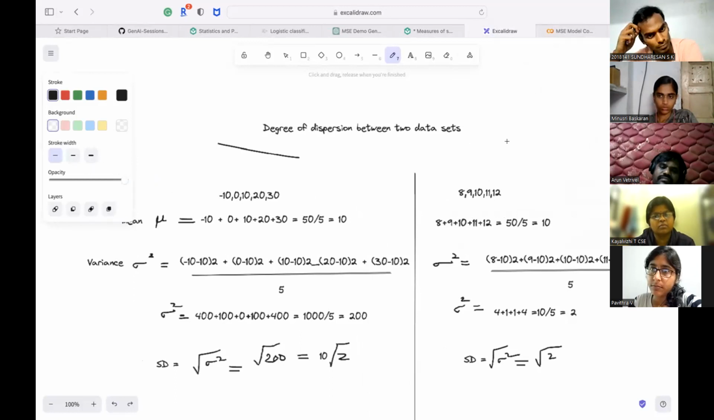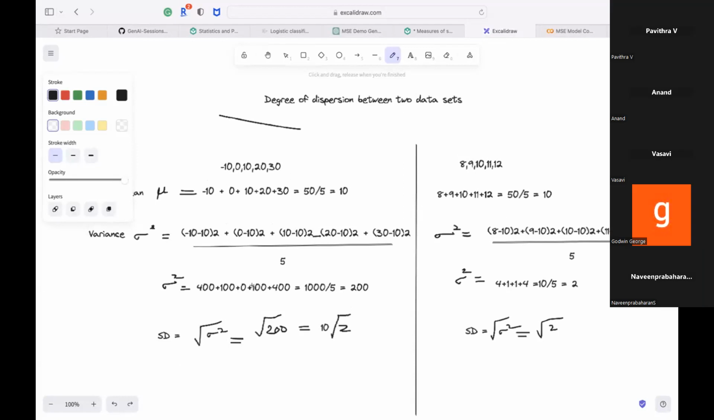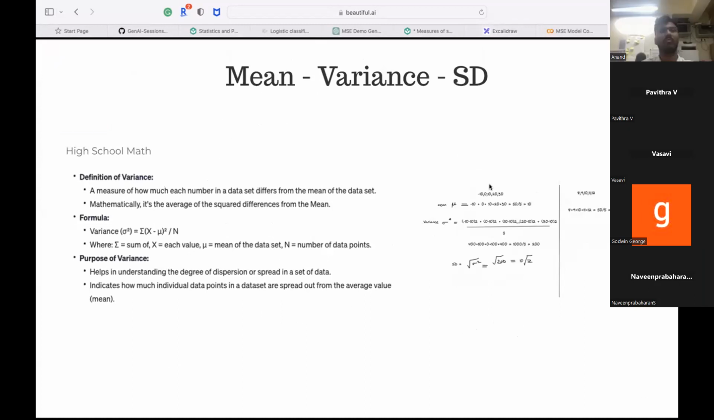So I took a data set and calculated the mean. Mean is nothing but you sum up everything and divide by 5, and then you use that mean to find the variance using this formula. That's how you find out how dispersed the given data points are. With that, I will switch to the next slides where we can incorporate this in machine learning.